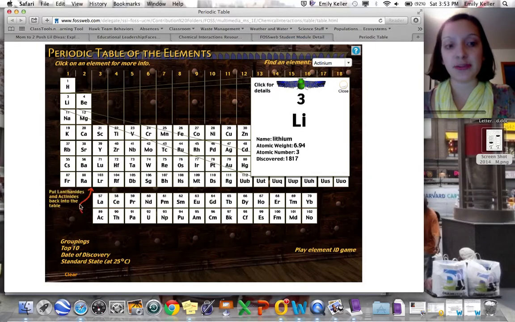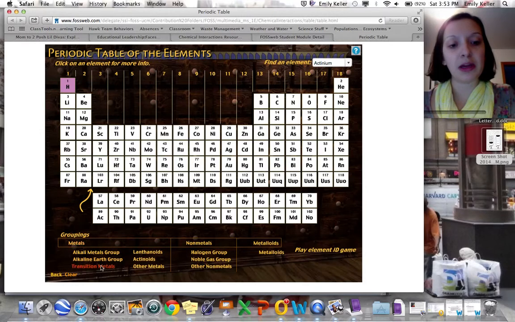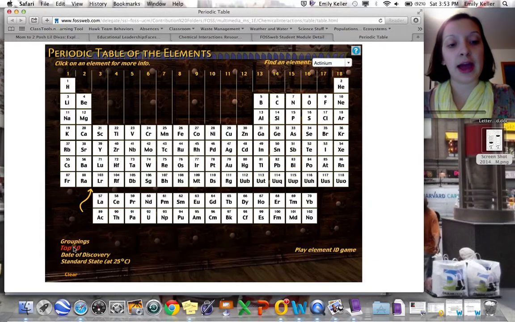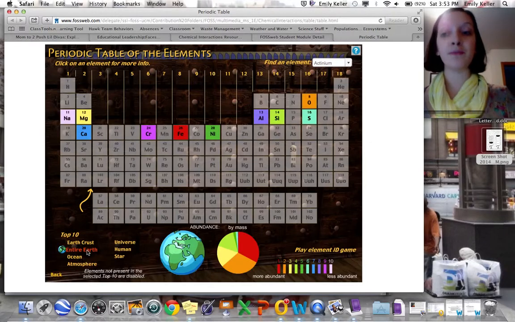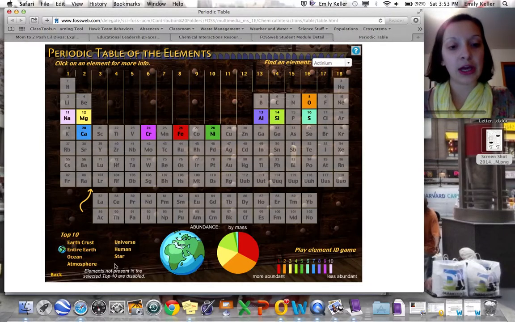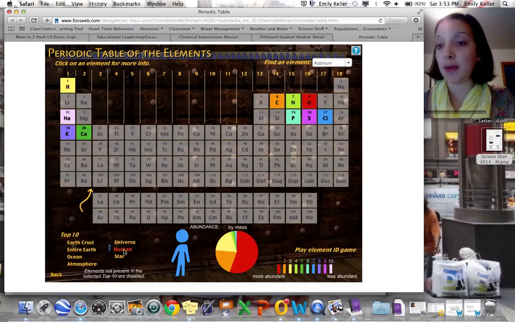I also can go here where it'll show me the groupings, the different categories, which you're also looking for. There are several different categories. I can click on one and it'll highlight it for me. I can then go back and I can look at the top 10 elements that are in the entire Earth. Or I can look at the top 10 elements that are in a human. So you can explore around, spend as much time on here as you want.